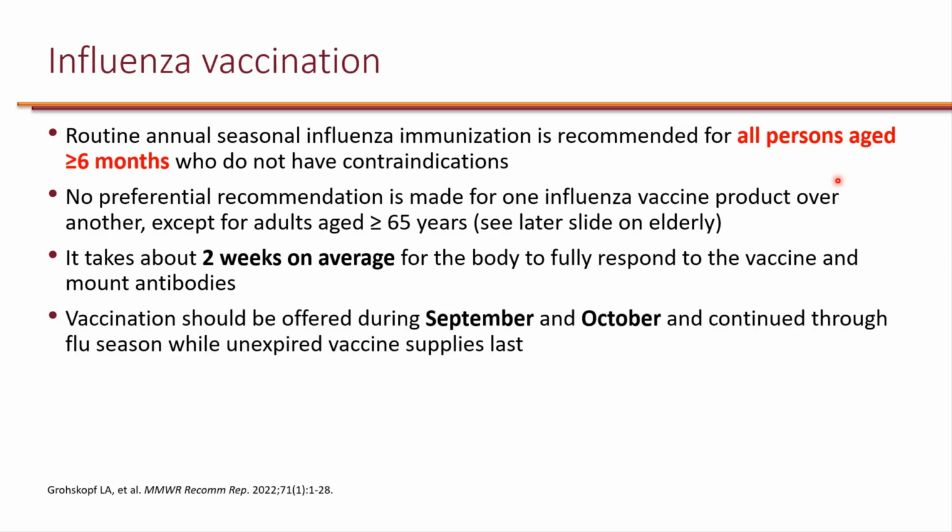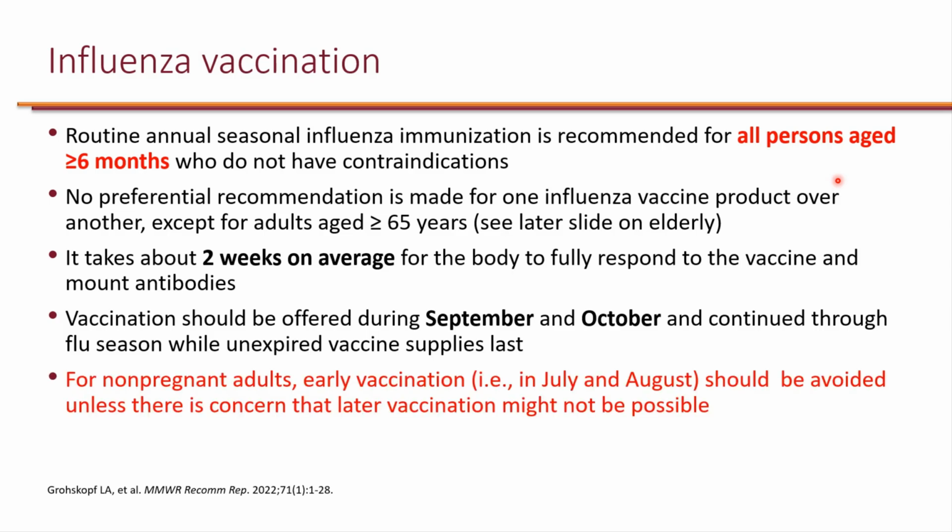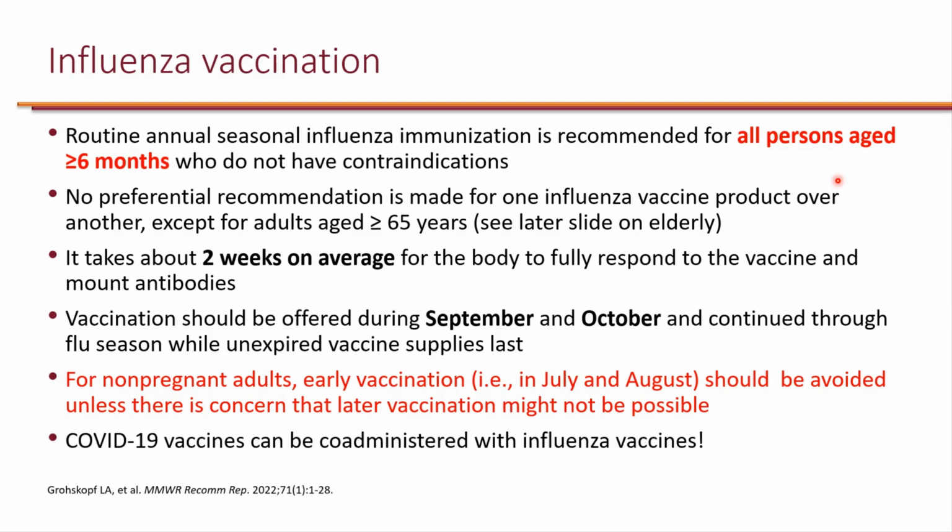And vaccination should be offered during September and October and continue through flu season while unexpired vaccine supplies last. And for non-pregnant adults, early vaccination, for example, when the vaccine becomes available in July and August, should be avoided unless there is concern that the later vaccination might not be possible. So if somebody's in their 3rd trimester in July, for example, they may go ahead and receive the vaccine. We'll talk more about vaccination during pregnancy on a later slide. And of course, COVID-19 vaccines can be co-administered with influenza vaccines. It's been shown both safe and effective.